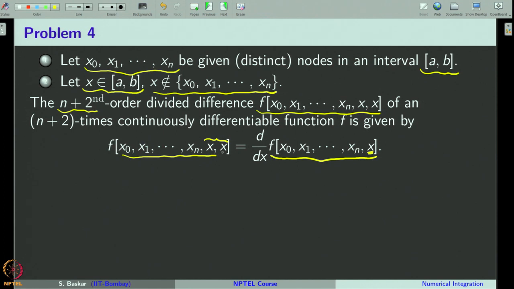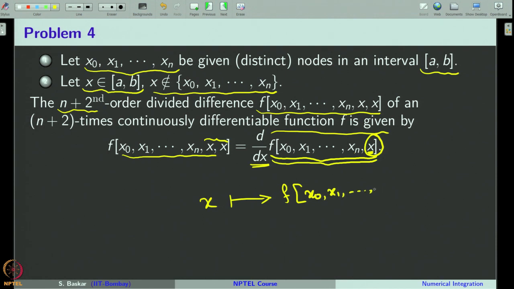So, if you have two nodes repeated, then you can reduce one node by introducing one derivative of the divided difference of that function. Remember, this is now viewed as a function of x. In fact, from the Genocchi formula, you can also show that this function, that is the function x to f of x naught, x 1 up to x n comma x, is a continuous function.